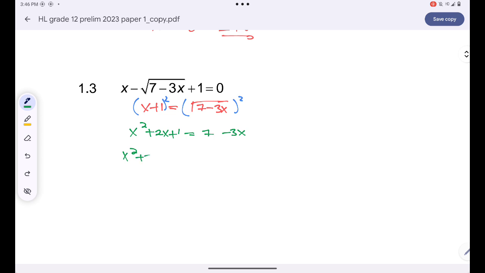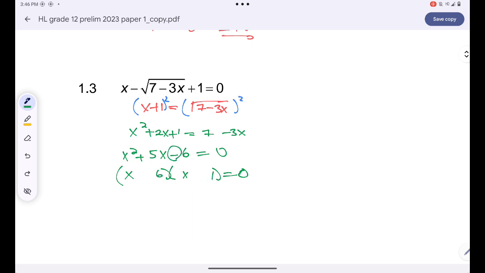That's x squared plus 2x plus 3x. Remember that, guys, whenever the negative 3x goes to the other side, its sign will change. So I'll have 2x plus 3x, and that will give me 5x. And then 1 minus 7 is negative 6. All I have to do now is to find the factors of 6 that when I subtract will give me 5. And those are 6 and 1.